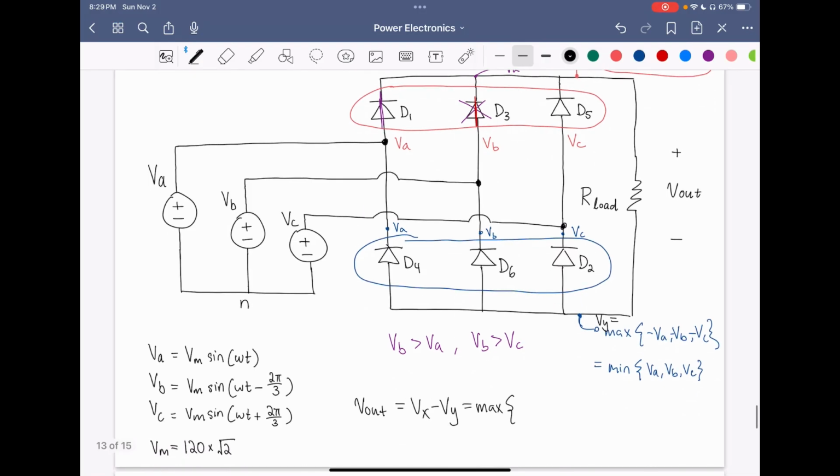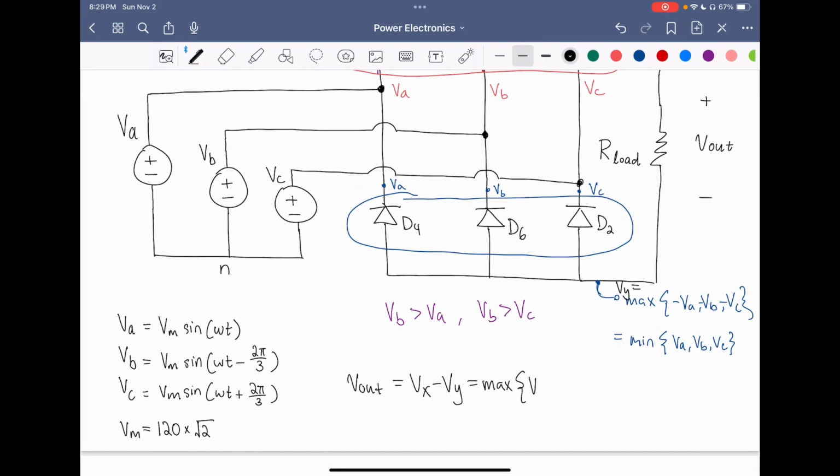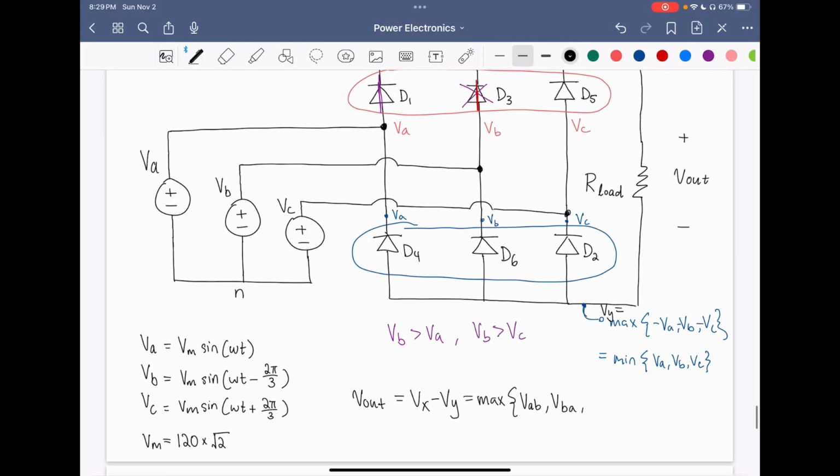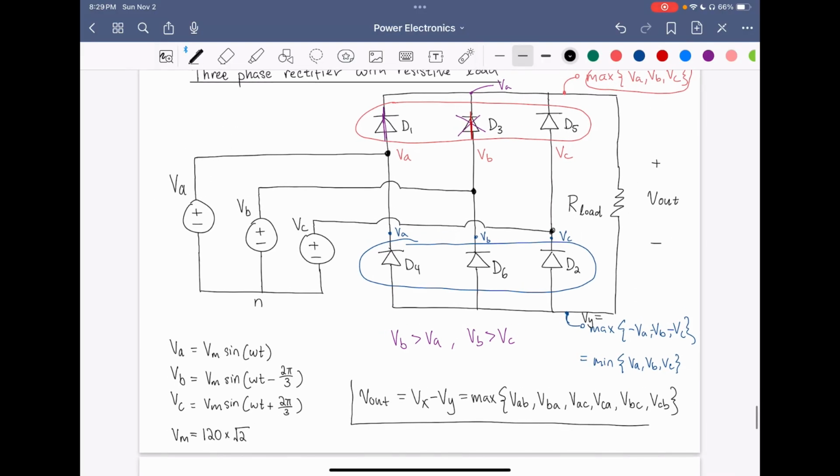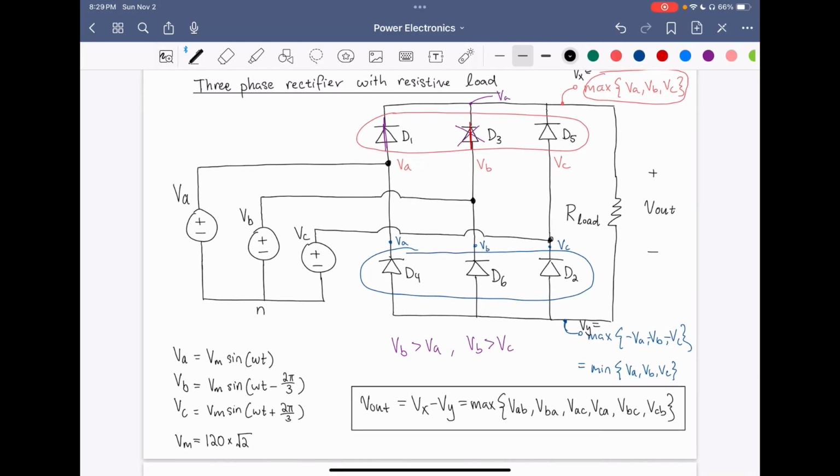So that means we're going to have VAB as well as VBA. So it's going to choose the maximum among these, as well as VAC and VCA, and VBC and VCB. So essentially, this rectifier has the following function. The diodes will turn on in an order such that at any given moment in time, we're going to have the output voltage equal the maximum of all 6 possibilities of line-to-line voltages.